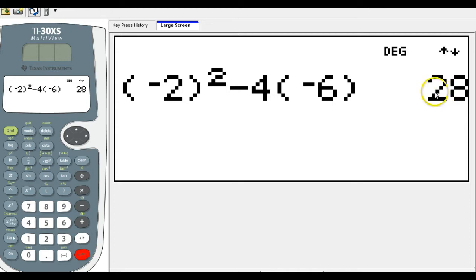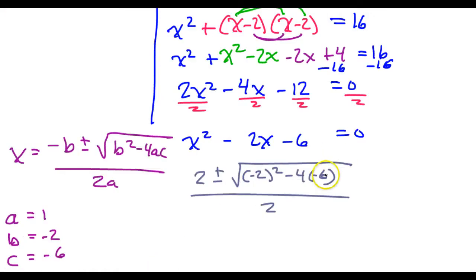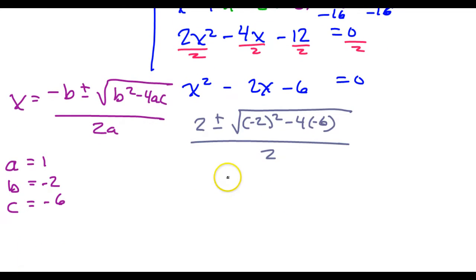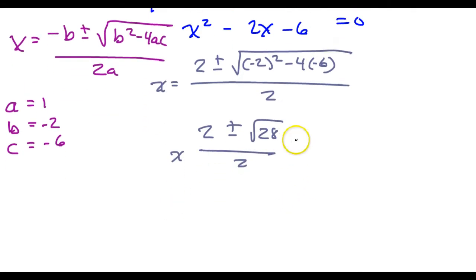So that's giving me 28. Okay, so that means I have 2 plus or minus the square root of 28 over 2. And x equals this. Okay, so we're going to have some decimals about to happen. So I think we're just going to round. We're going to approximate.